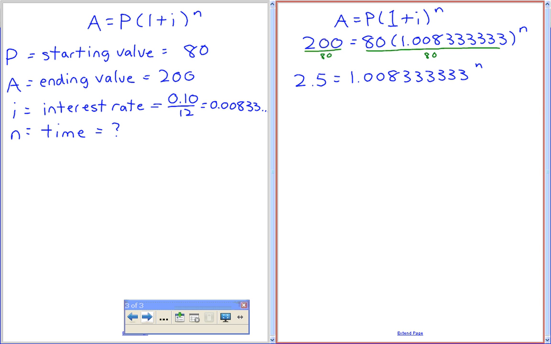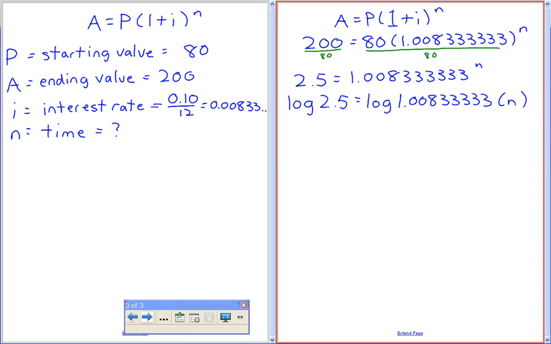All right, now here comes the magic moment, Cody. How do you get n by itself here? Alex, how do you get n by itself? Yeah, log 2.5 equals n log 1.00833333. Now remember, for anyone here, whenever you have a variable in the exponent, we're going to use log.